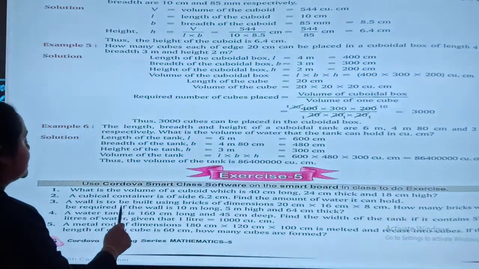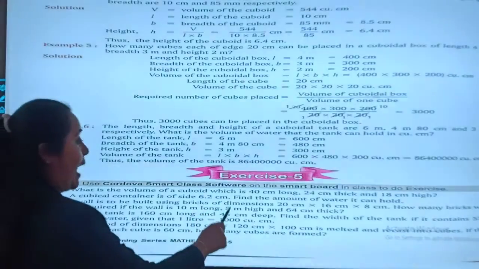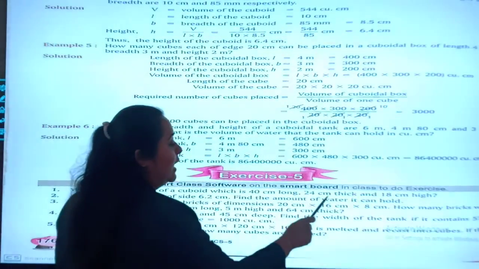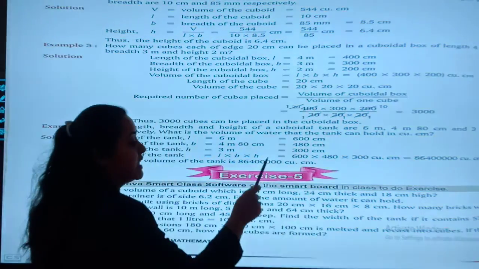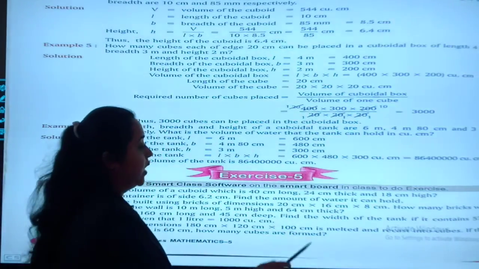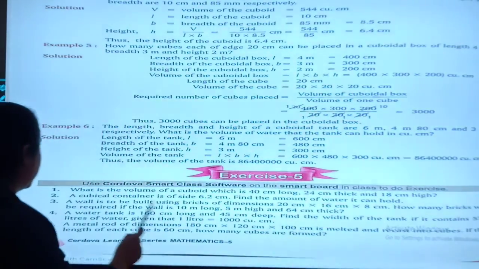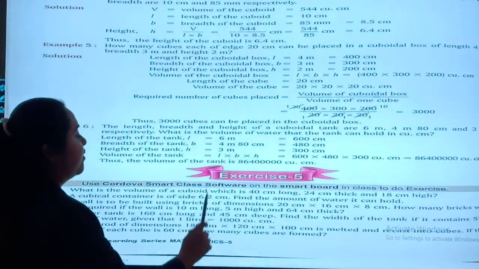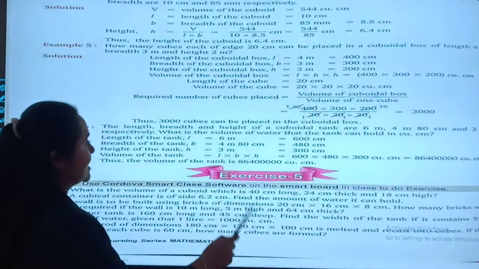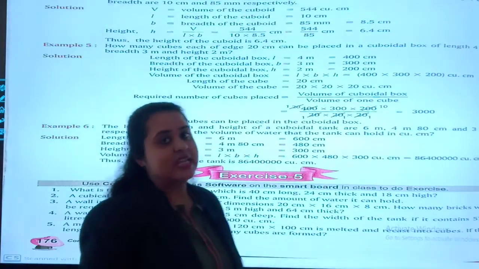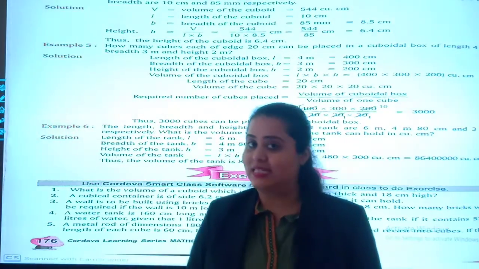A wall is to be built using bricks of dimension 20, 16, 8. That is length, width and height. How many bricks will be required if the wall is 10 meter long, 5 meter high and 64 centimeter thick. This is a combination or combined sum.